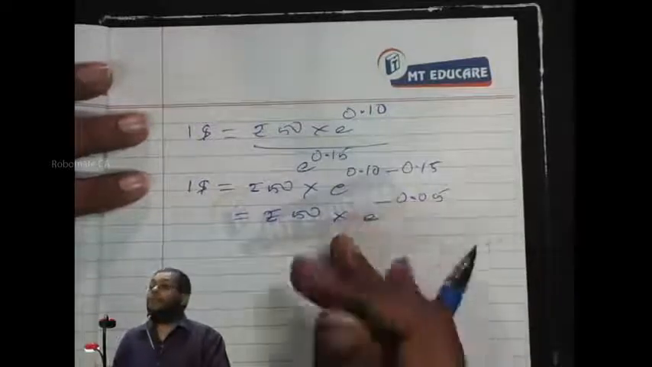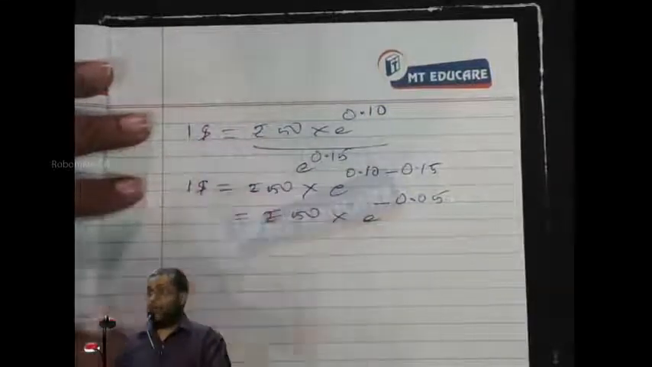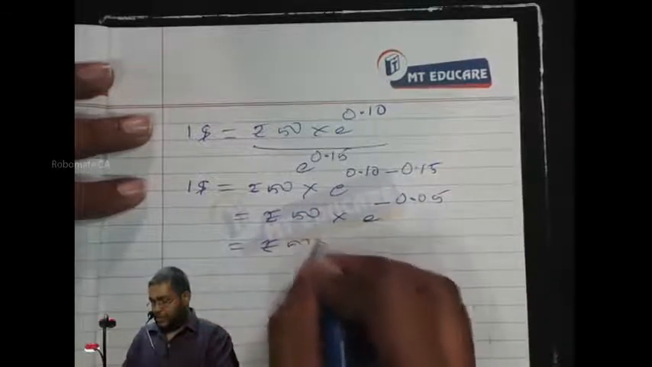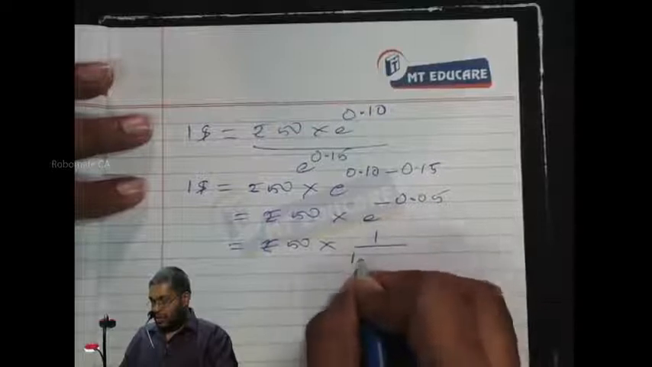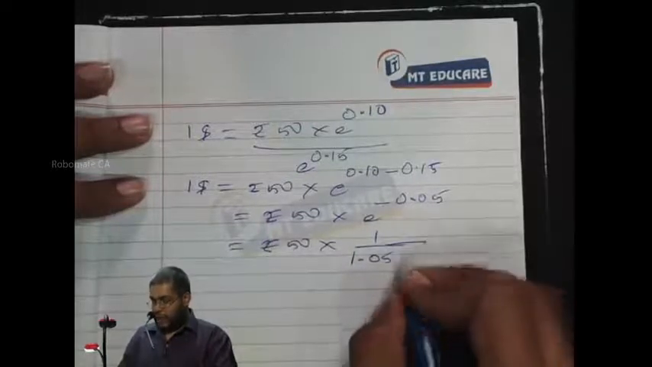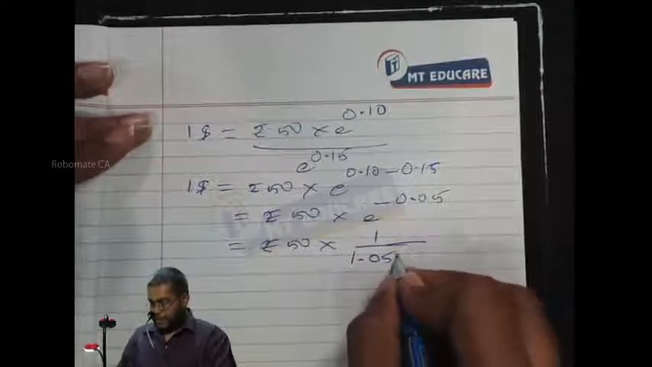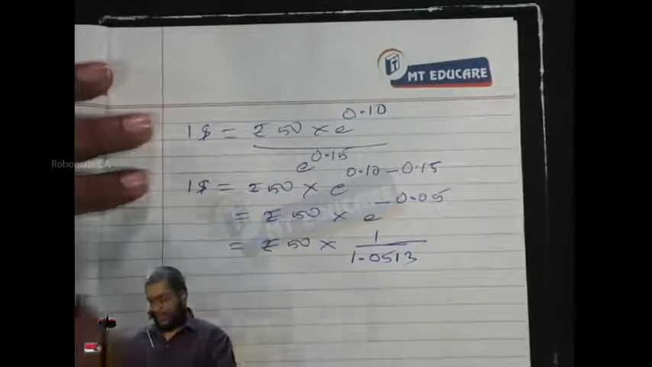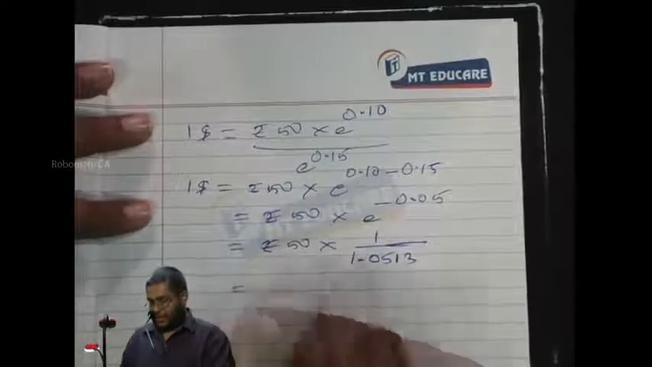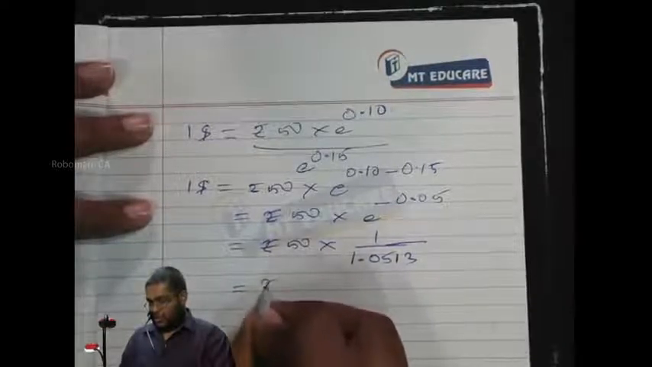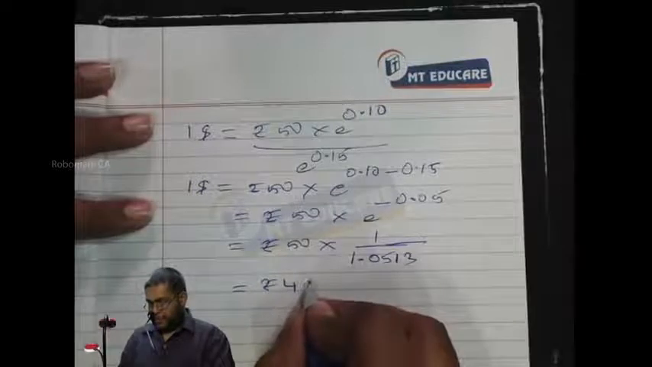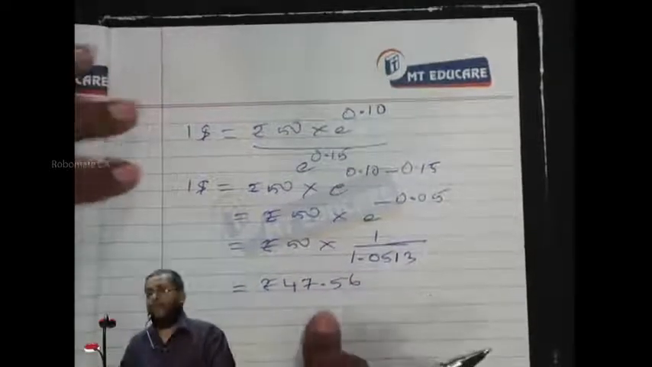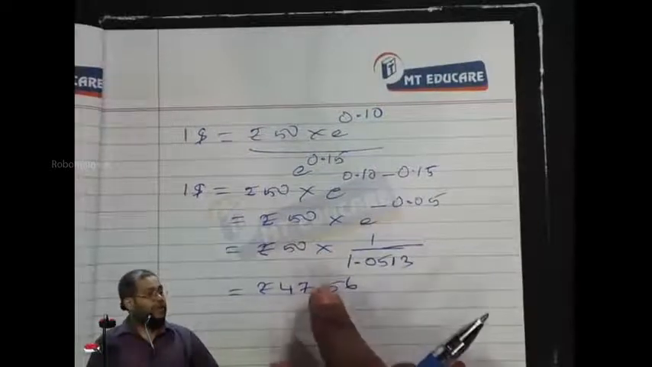That means I have to discount. Really have to go for what? Discounting. Which is equal to 50 rupees into 1 by 1.0513. Stop talking, please. Which is equal to 47.56.